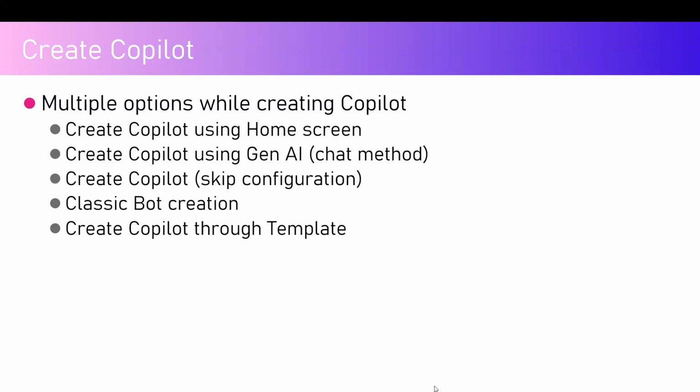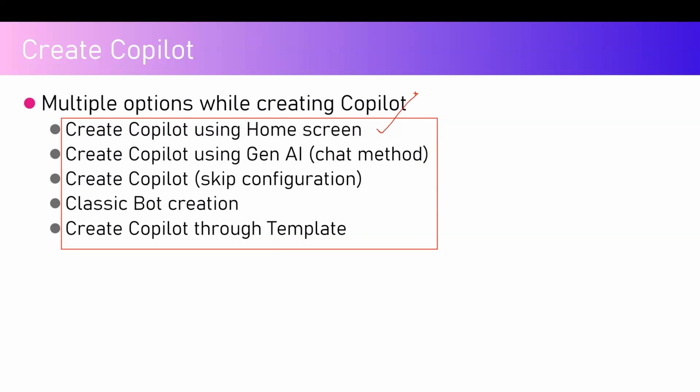Now, there are multiple options through which you can create a copilot. Some of the interfaces are overlapping. However, there are five major ways through which you can provision a copilot. One is you can create a copilot using the home screen itself, by making use of the embedded copilot within Copilot Studio to provision your copilot.